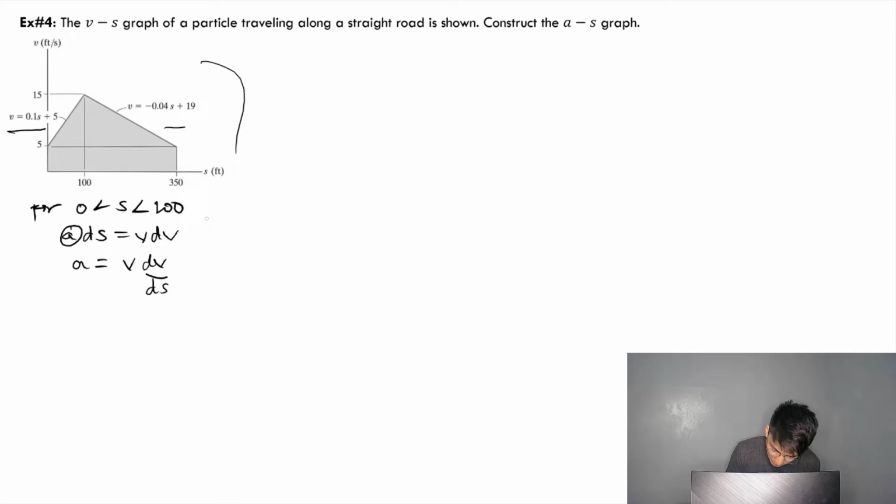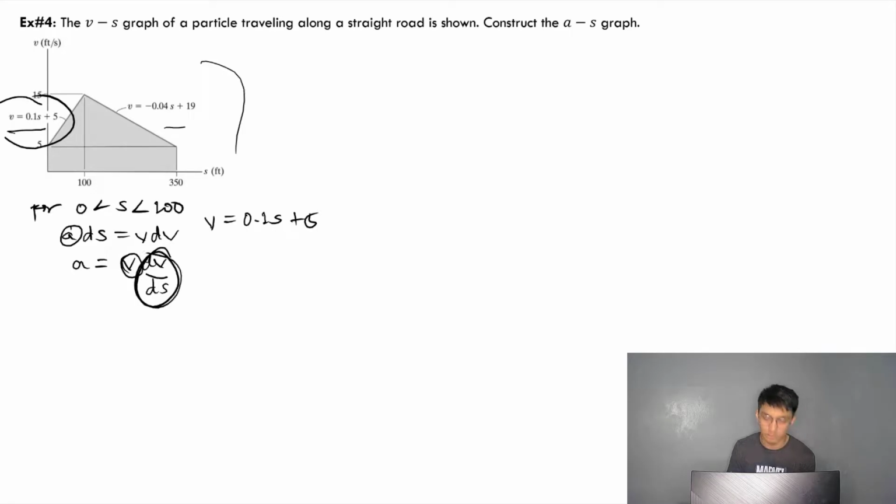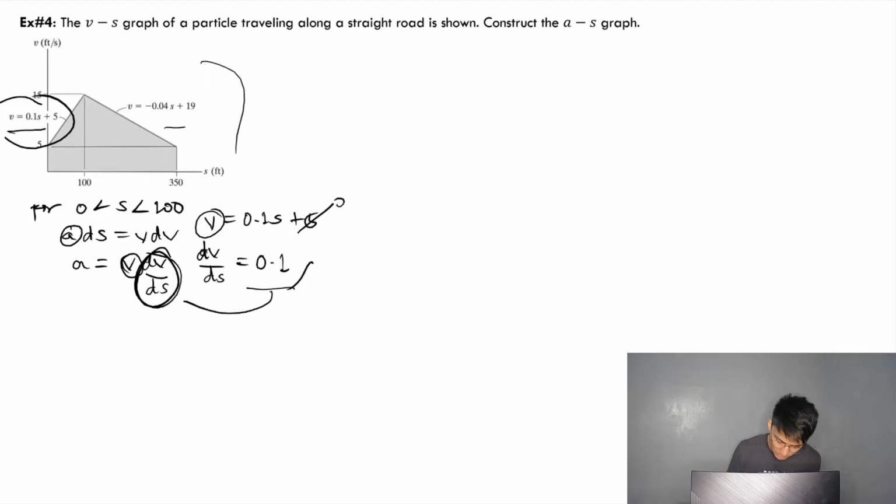We have given na value of the velocity na yung unang gagamitin natin is 0.1s plus 5. Ito na yun. Kaya lang, kailangan natin ng value ng dv over ds. So, ang gagawin natin dito sa v na to, we differentiate with respect to position. dv over ds, derivative ng 0.1s, we have 0.1 and this is 0. So, ito na po yung ating dv over ds na ilalagay dito.